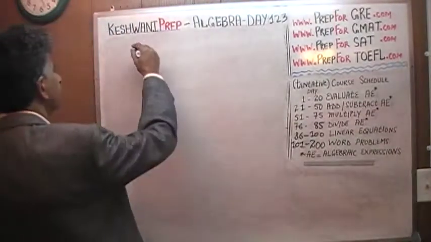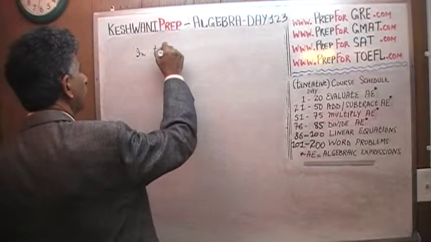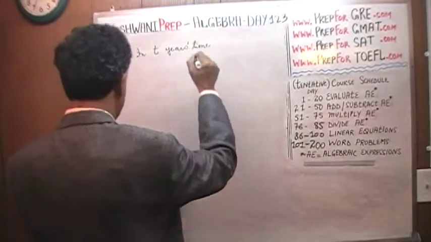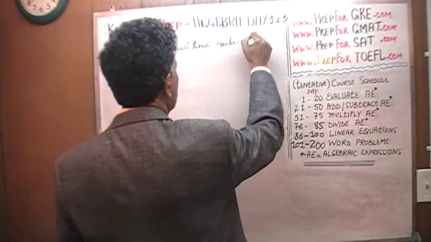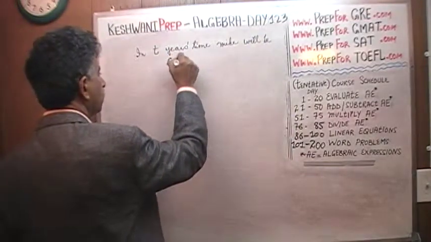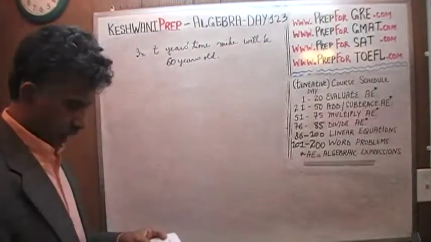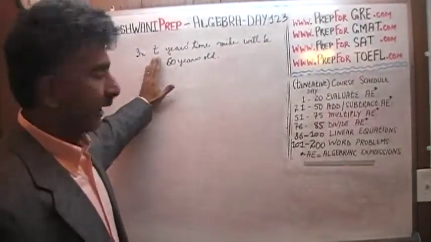It says, in T years time, Mike will be 60 years old. So there's some guy by the name of Mike, and we are told that in T years time Mike will be 60 years old.